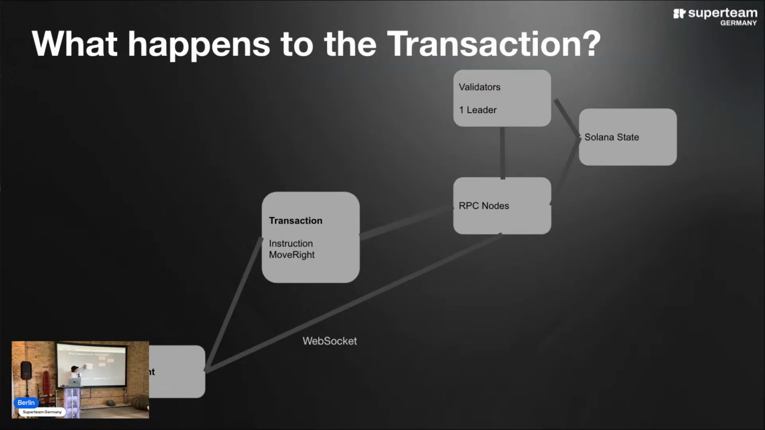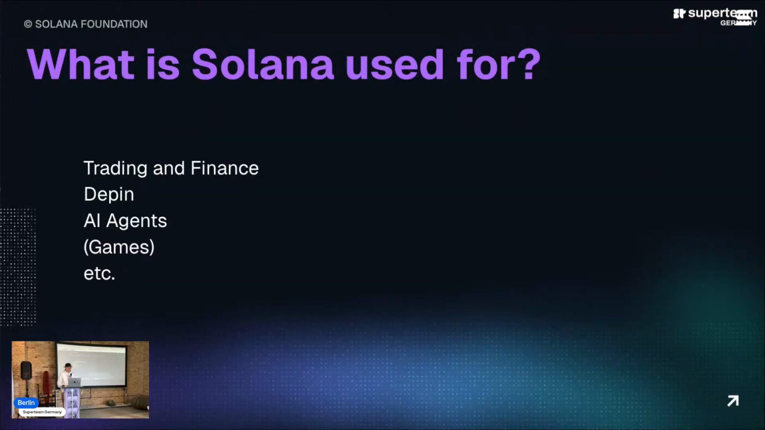So you create this instruction with move right, you send it to an RPC node, the RPC node sends it to a leader, the leader puts it into a block, then this block is sent to all the other validators, they vote on it, and then you get the new state back in the game and you can do the next thing. And all of this happens in just 300 milliseconds. Pretty crazy.